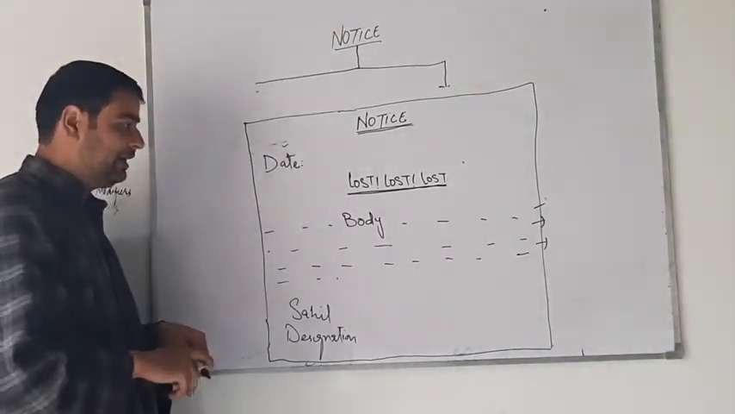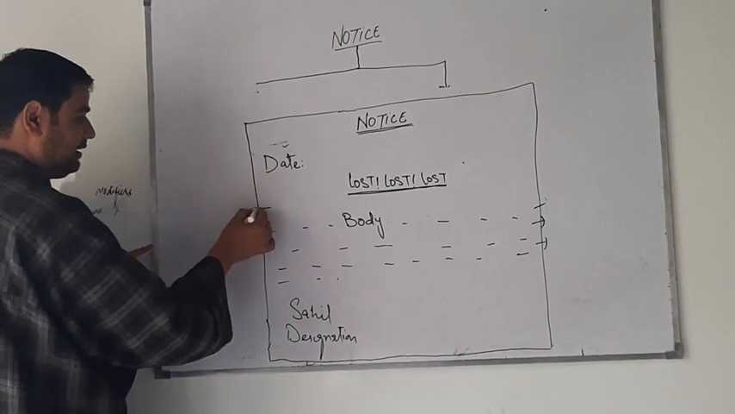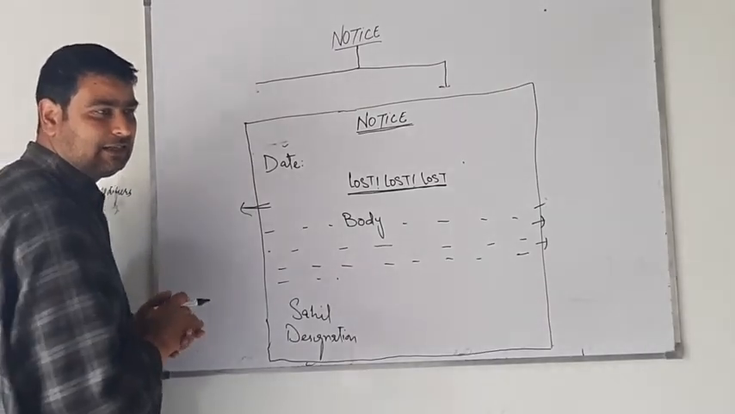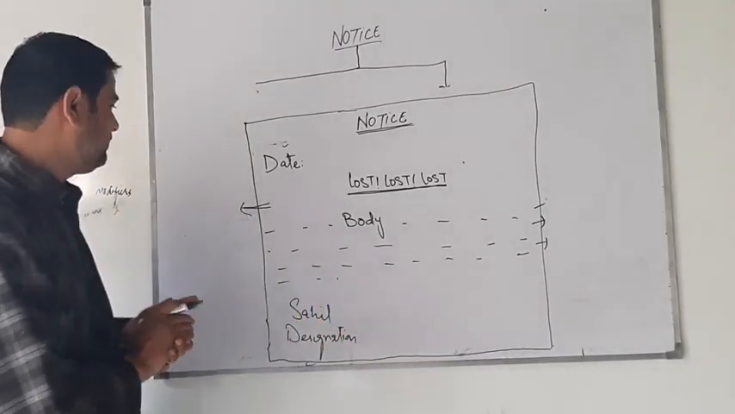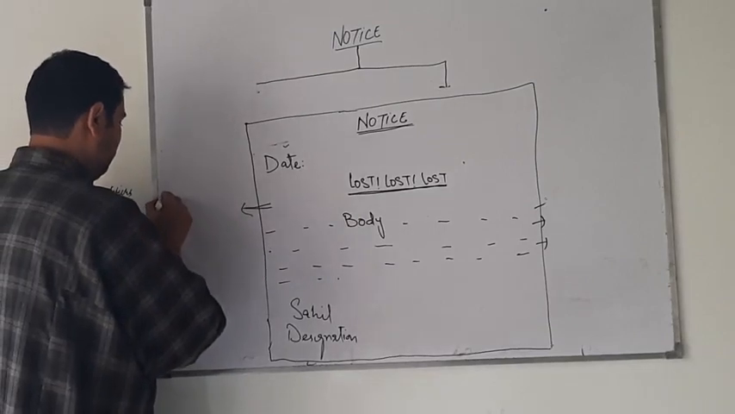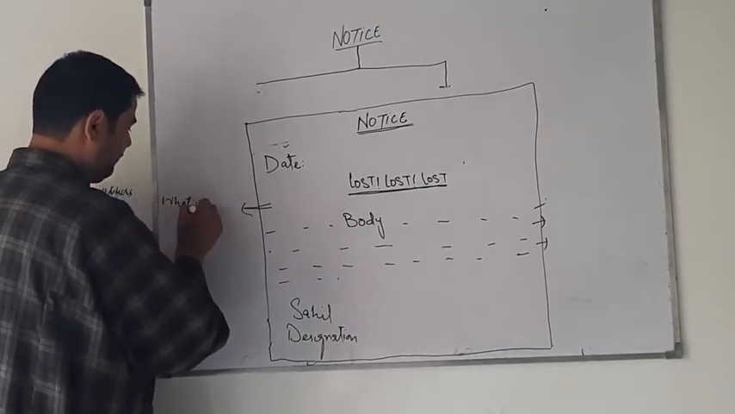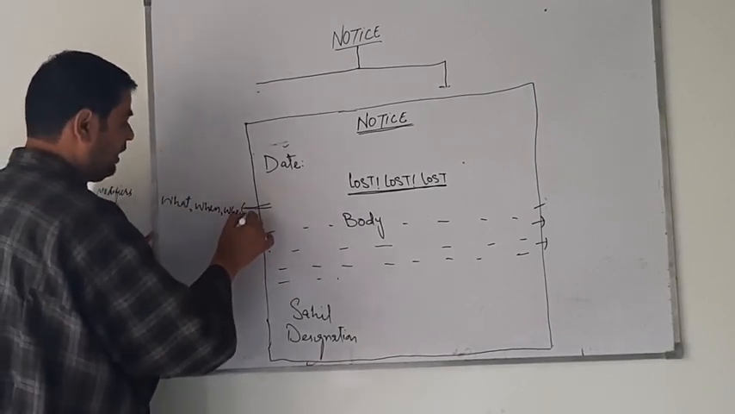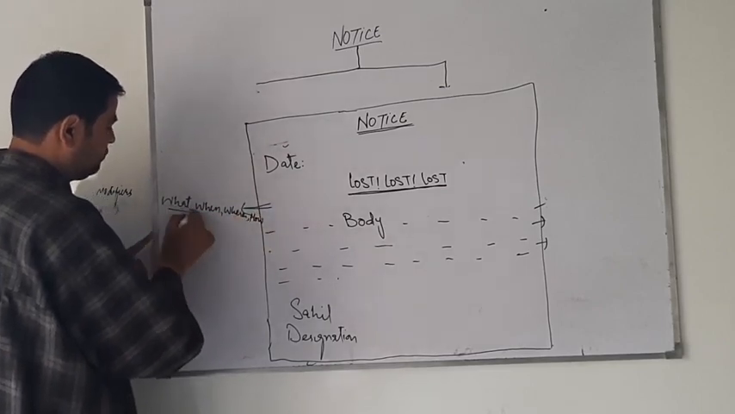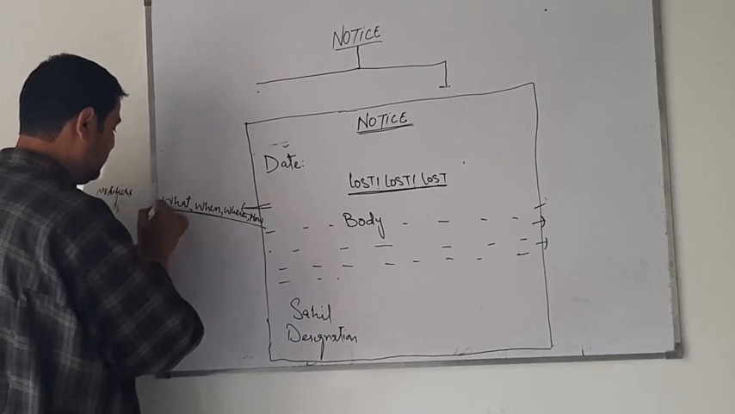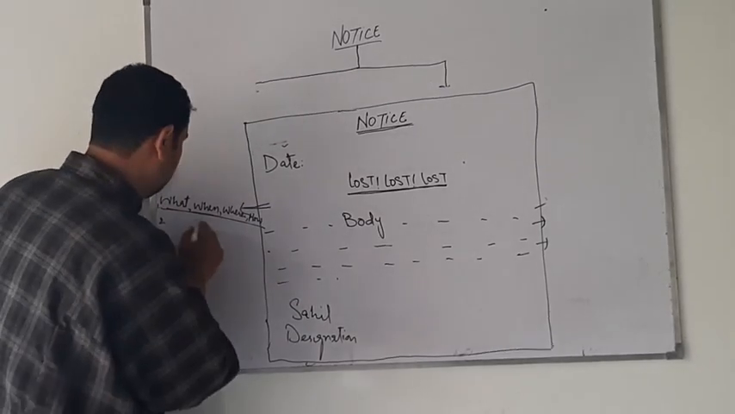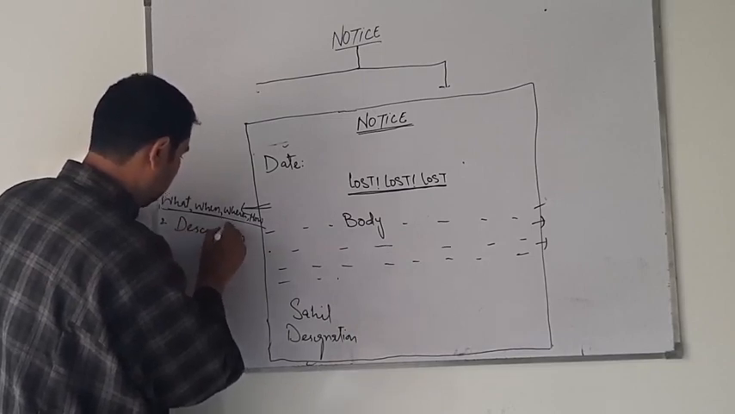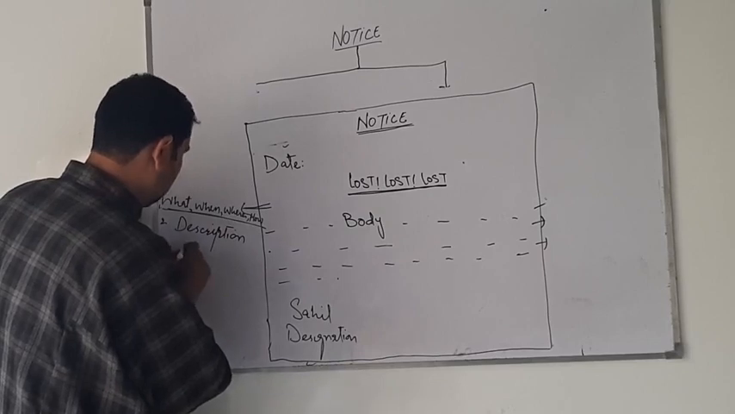And then the body. We have to write the body, but here the body is based on 2-3 points. To make it easy for the students, you can write the way you like, but the first point is what, when, where, or how. This is one point. Second is a small description of the thing you lost. And third is what to do.